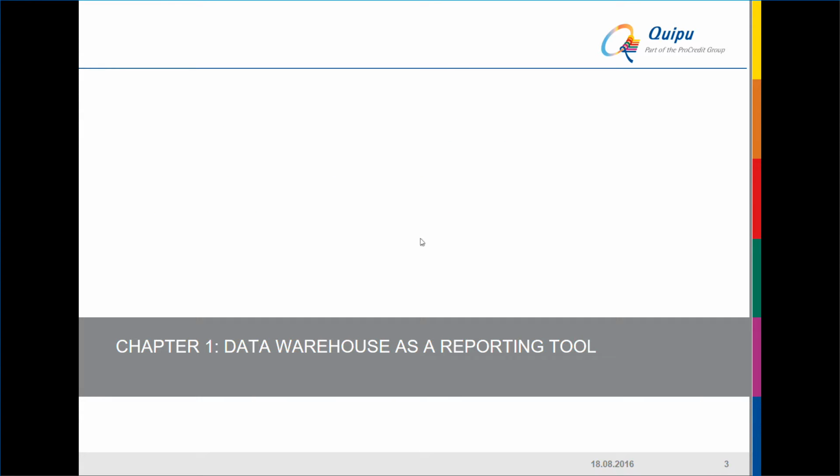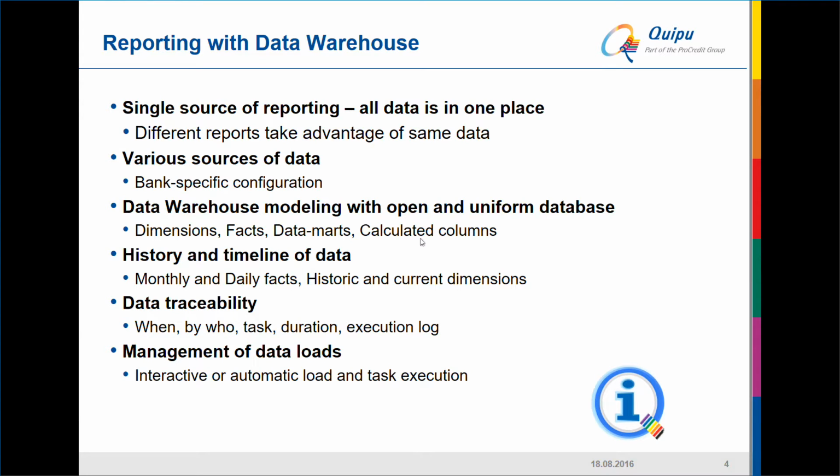Chapter 1, Data Warehouse as a Reporting Tool. Data Warehouse offers single source of reporting, having all data in one place. Same data is used for different reports and analysis. Model of the data warehouse database is maintained clean and understandable for all the users. The data in the data warehouse can be combined from a lot of different sources, stored in the same model, used in one or different reports.